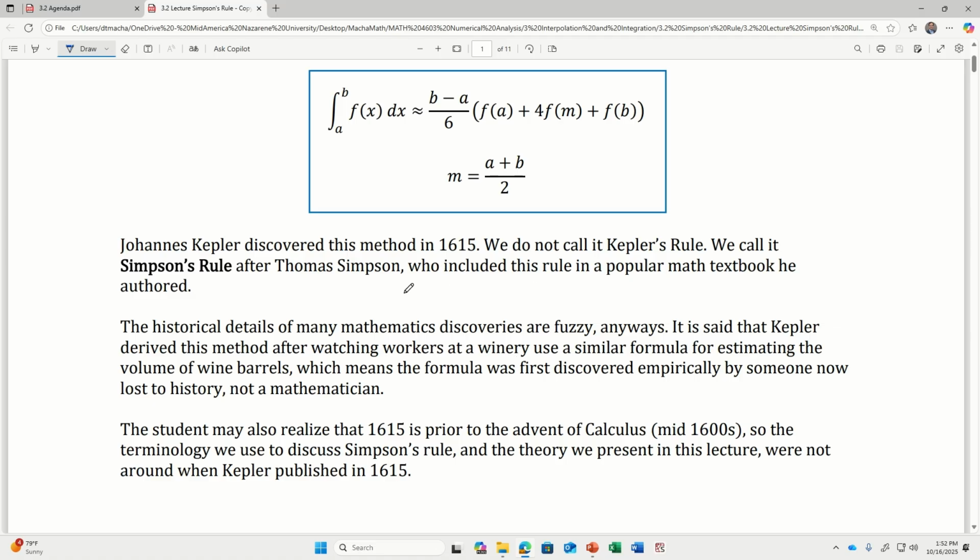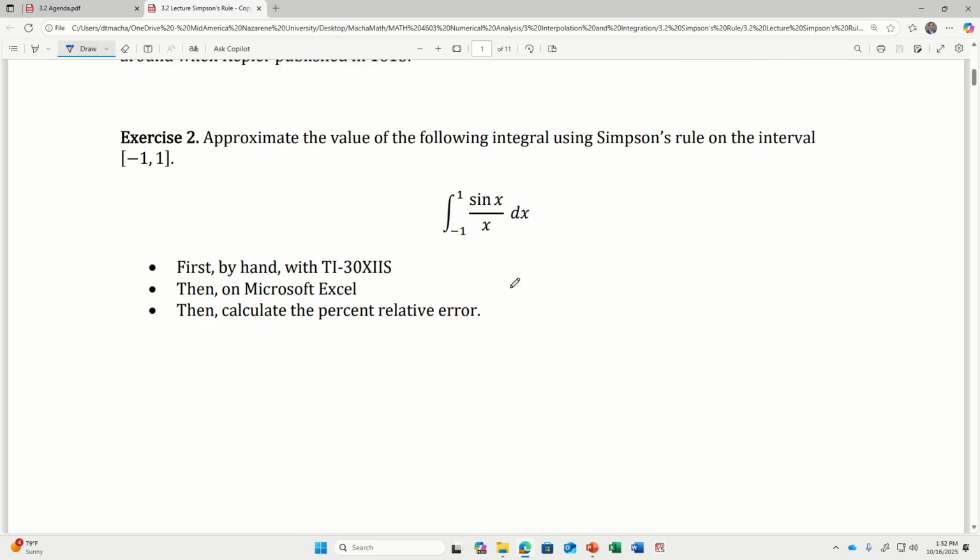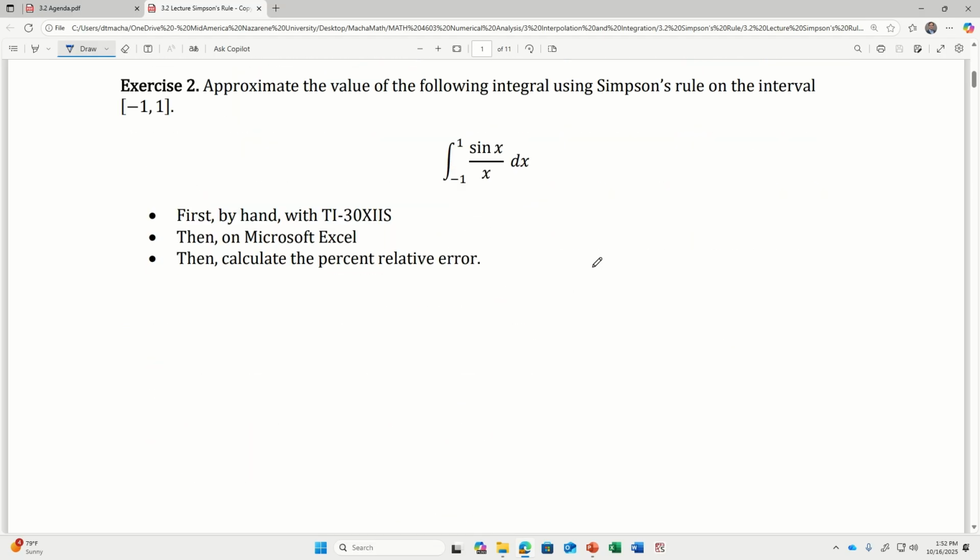And also you might notice that the 1600s is prior to calculus. At least 1615 was prior to calculus. And so even if Kepler stated this rule, it was more likely in terms of like a geometric sort of argument and not in terms of like, this is an approximation to an integral. But, oh well. Ask Dr. Brown about that in History of Math. Ask him who came up with Simpson's rule.